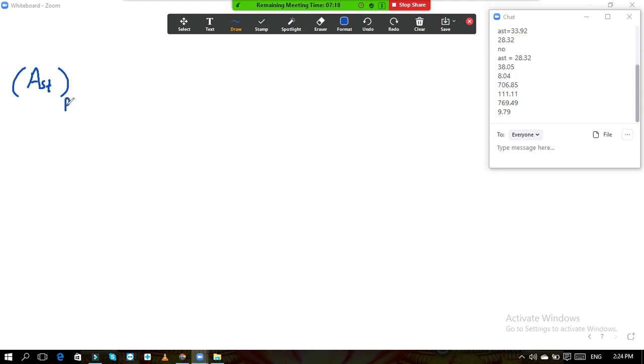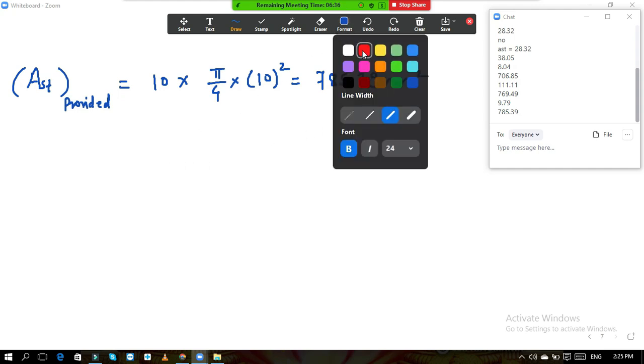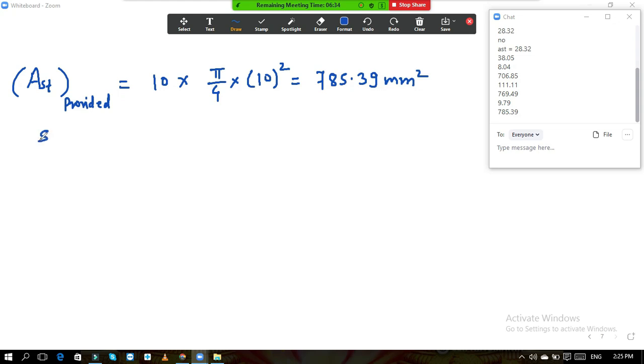AST provided. So we are going to provide 10 bars, each of bar diameter 10 mm. So let me know the answer. 785.39, 785.39 mm square. Okay. So we will move forward for the spacing of bars.